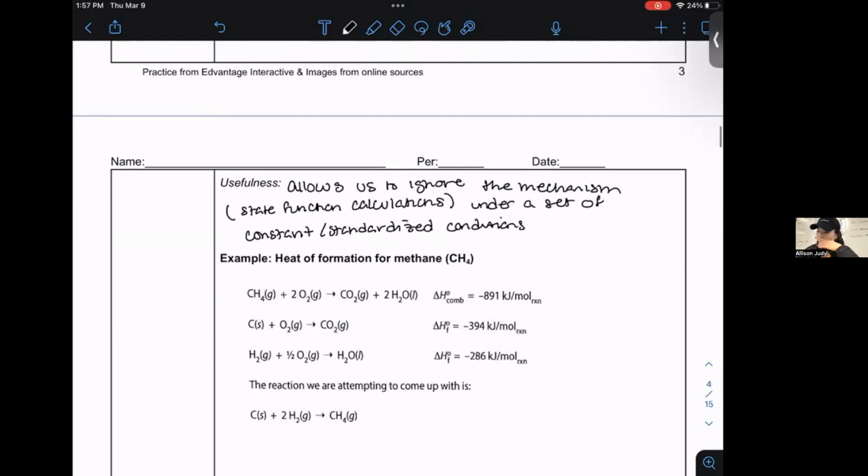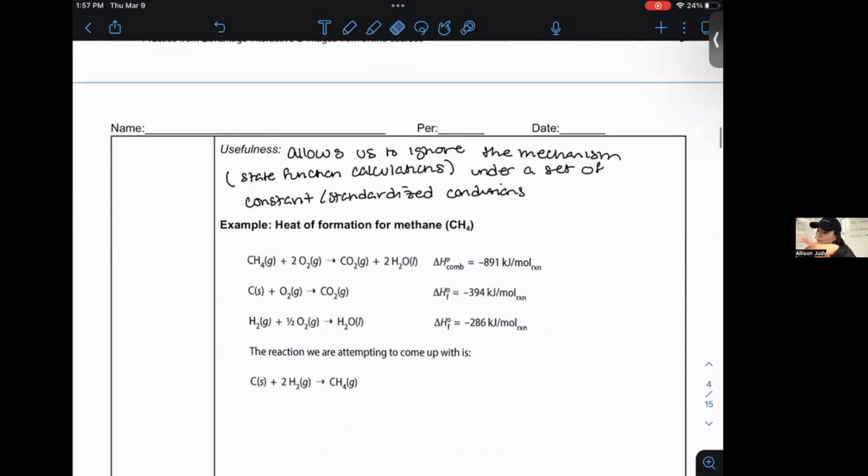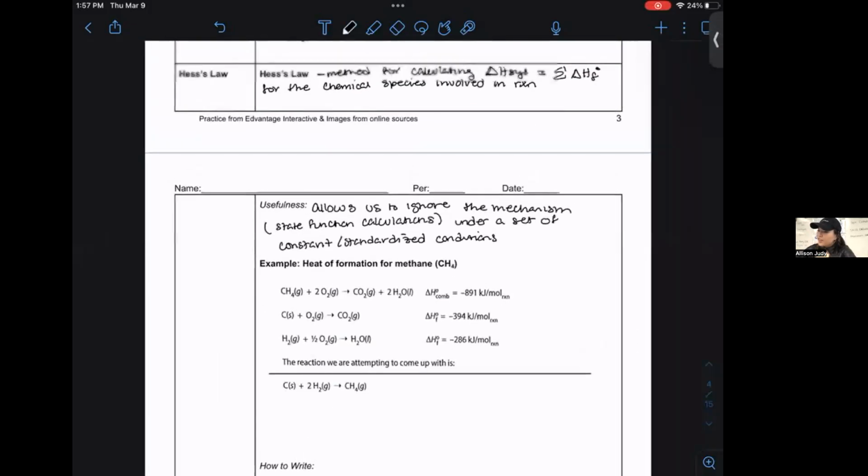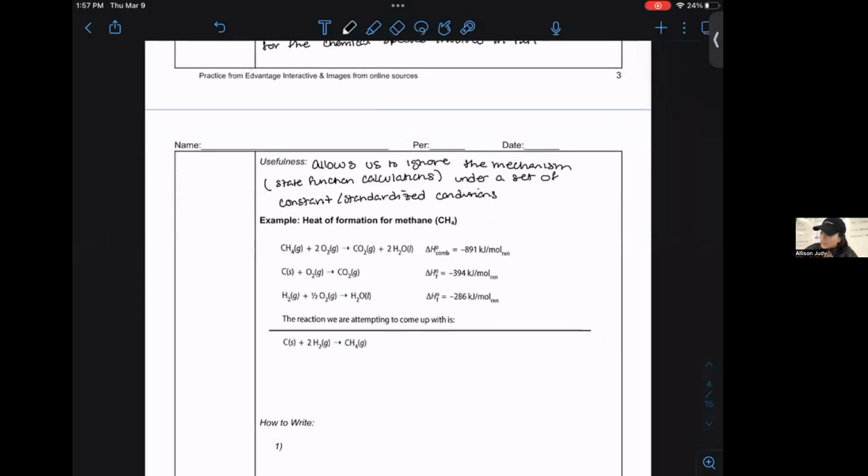So let me show you how it works. Here we have heats of formation for CO2 and H2O, and then we have a general combustion reaction that we also know the enthalpy of. Together, all three of these are going to help us total up to this net reaction. We're going to construct this net reaction from these three reactions. Hess's law is the method.